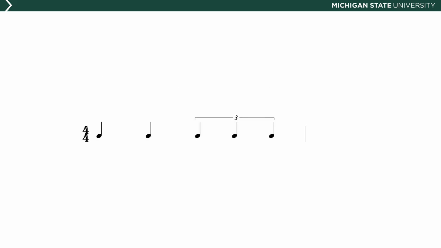A triplet that takes the time of a half note is written as a quarter note triplet.